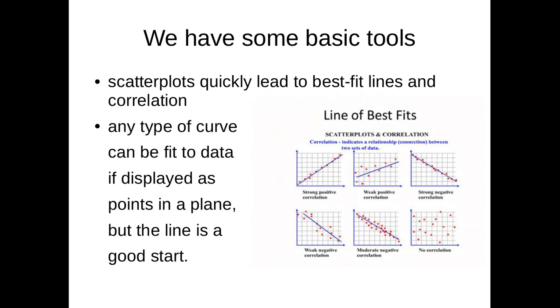Some basic tools we have. Scatter plots quickly lead to best fit lines and correlation. Any type of curve can be fit to data if it's displayed as points in a plane. Like you can do a quadratic or square root or exponential or logarithm, anything you want, but mostly we start with a line and we go from there. It's the most common thing we do.